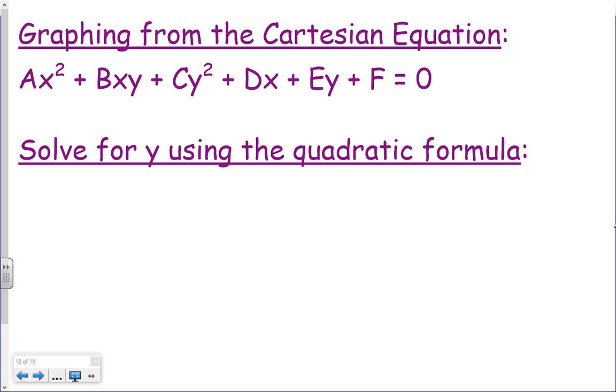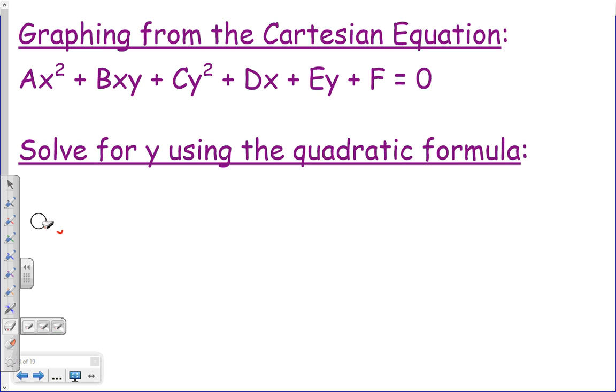So since I already have this set equal to 0, what I really have here, if I think about solving this for y using the quadratic formula, is a quadratic equation written in terms of y. But probably it would be helpful if we rewrite it so it looks more like that. Normally if we have a quadratic equation, we put the y squared term first, or whatever the squared term is. So let's take this cy squared and write that first.